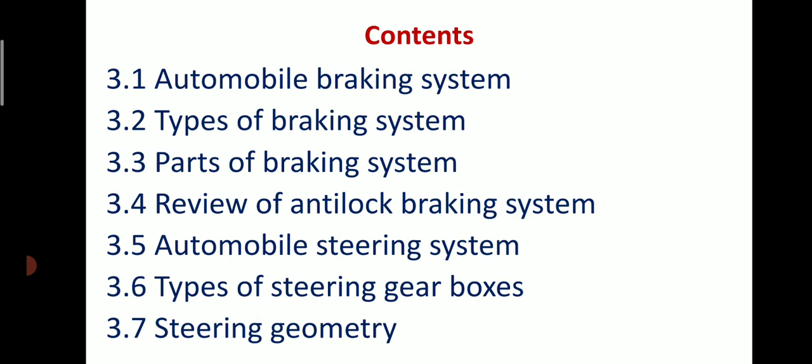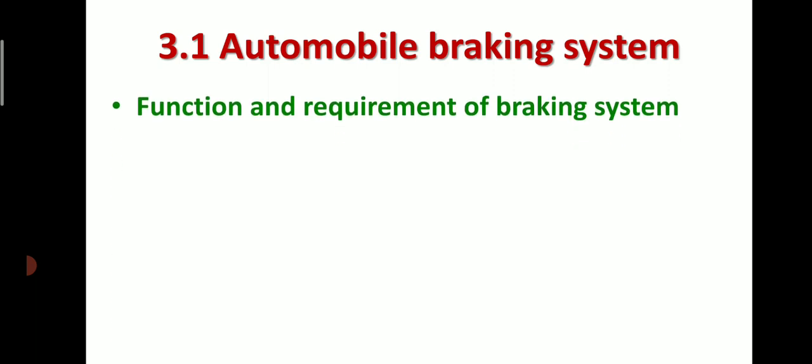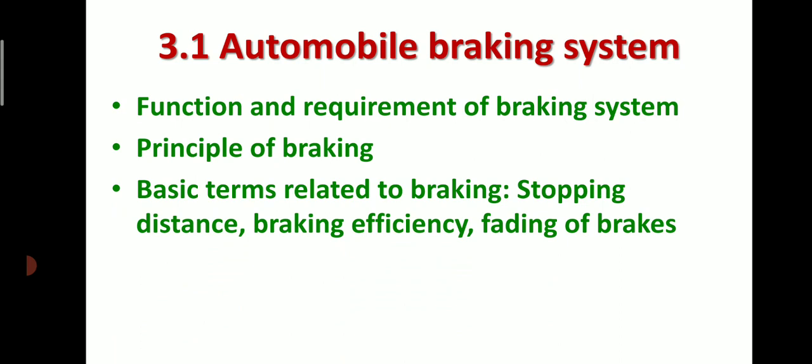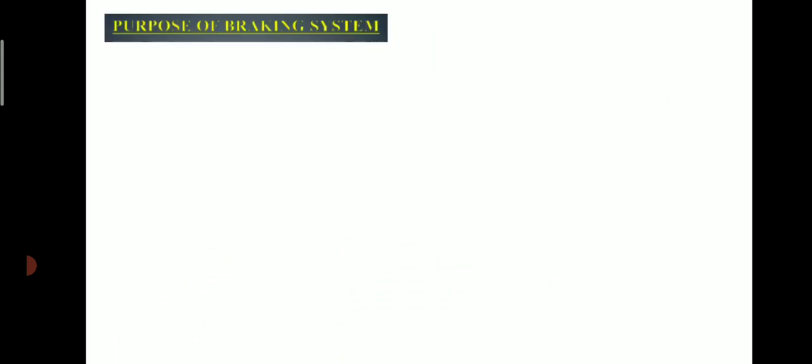So from 3.1 to 3.4 is the braking system, and from 3.5 to 3.7 is the steering system that we are going to learn. But in this video we will learn only about the automobile braking system, and in short, these are the contents. Let us see what we are going to learn in this lecture. What is the function and requirement of braking system? Second, what is the principle of braking? And third, basic terms related to braking like stopping distance, braking efficiency, and fading of the brakes.